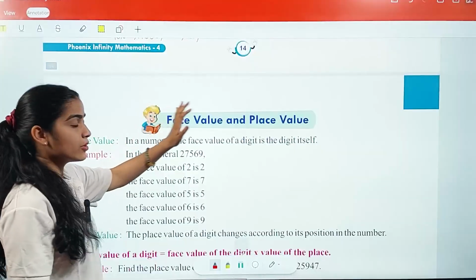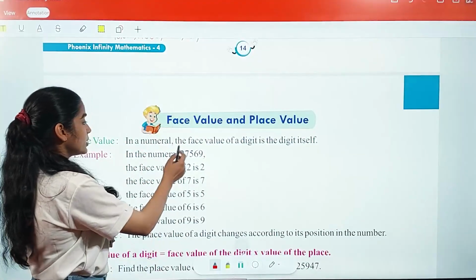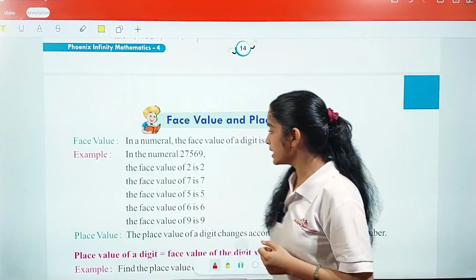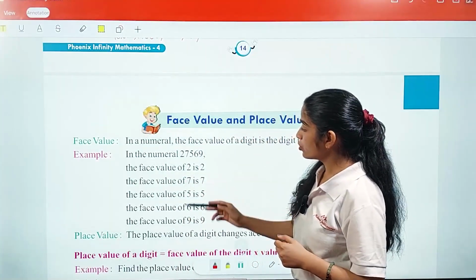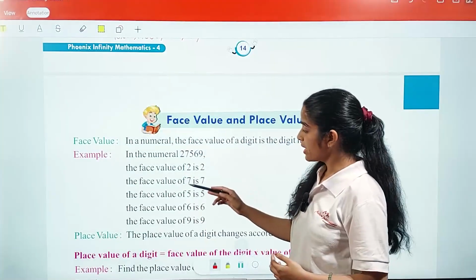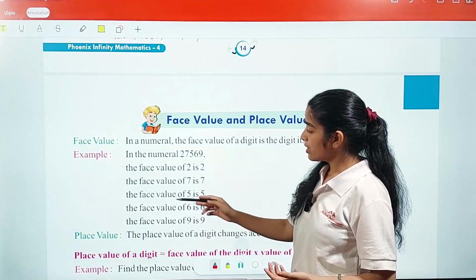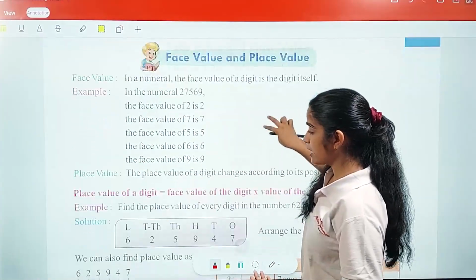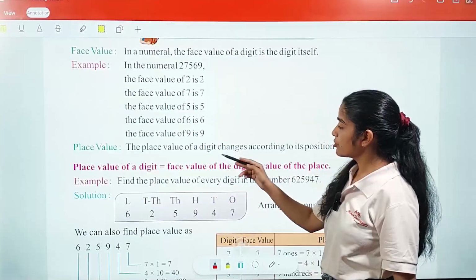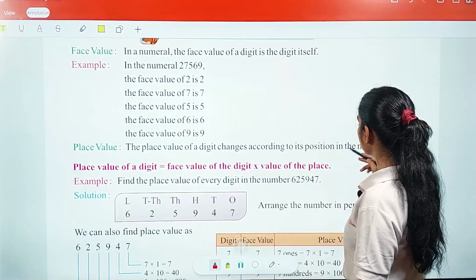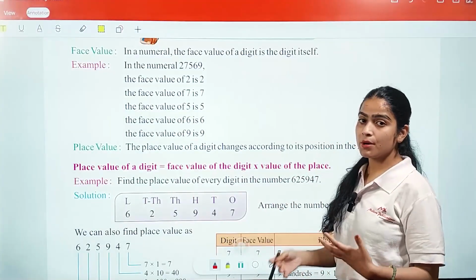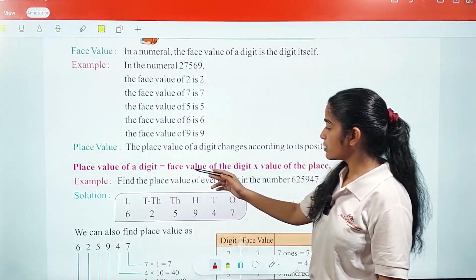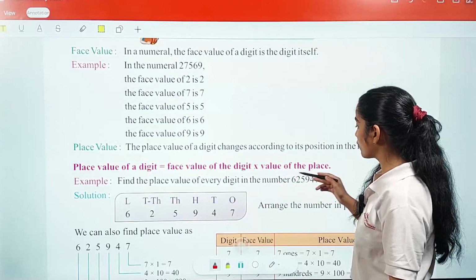Now we have face value and place value. In a numeral, the face value of a digit is the digit itself. So if I'm asked what is the face value of 2, 2 is the face value of 2. 7 has the face value of 7. Face value of 5 is 5. Face value of 6 is 6. Now, the place value of a digit changes according to its position in the number. Place values depend upon their position in the number. For example, place value of a digit is the face value of the digit times the value of the place.